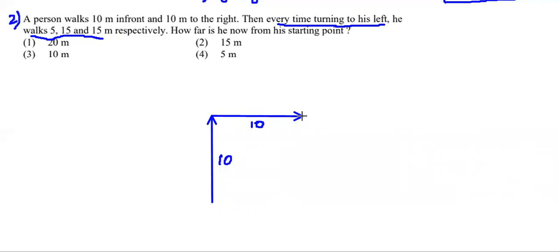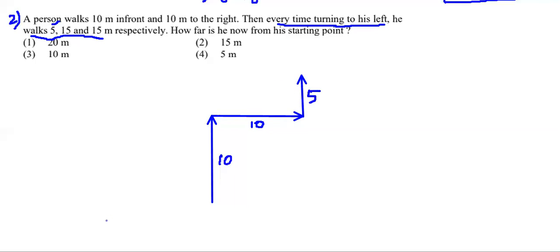So the person is here. Now, for the first time, he's going to take a left. So for a person who is going to be here at this position, left hand side will be like this. Is it or not? Yeah. So he's going to move towards this left hand side. And for how much meters? See here, he's going to move for 5 meters. This is what is given here. For the first time he's going to move, that will be 5 meters. Yeah, fine. So this would be 5.